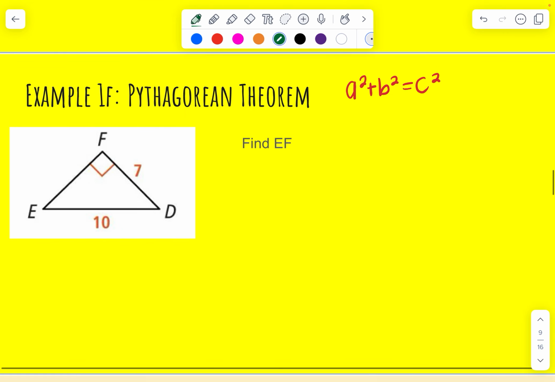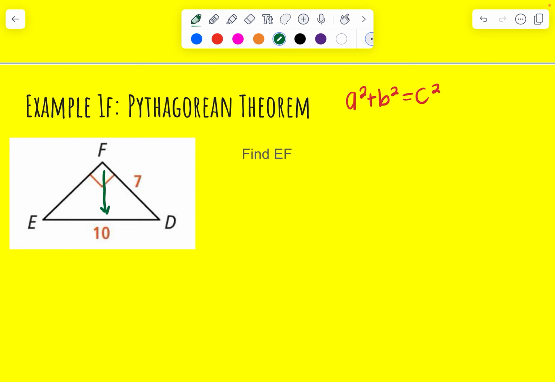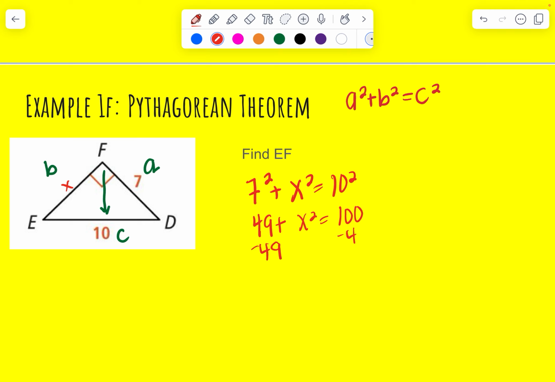Let's look at one more. This is my C. We'll call that A, which means that has to be B. We're looking for EF, so we're looking for X there. 7 squared plus X squared is 10 squared. Simplifying here, 49 plus X squared is 100. Taking 49 from both sides, we'll get that X squared is 51.